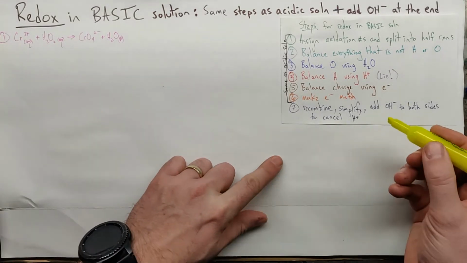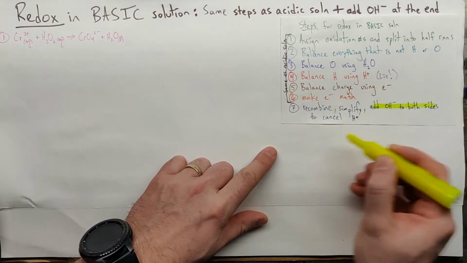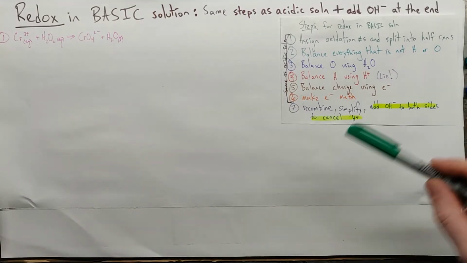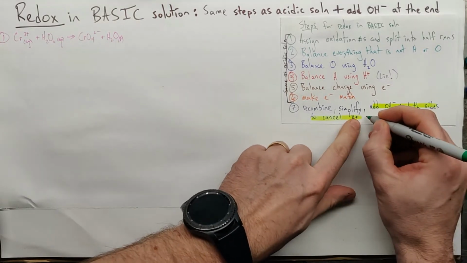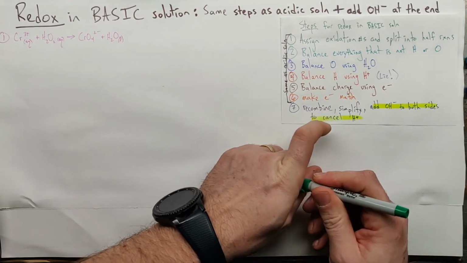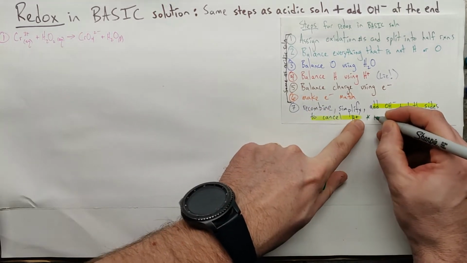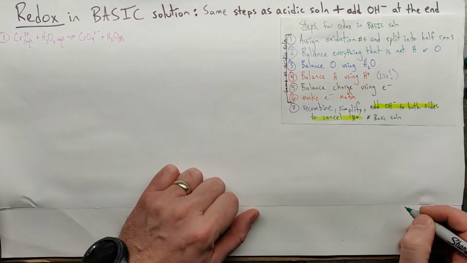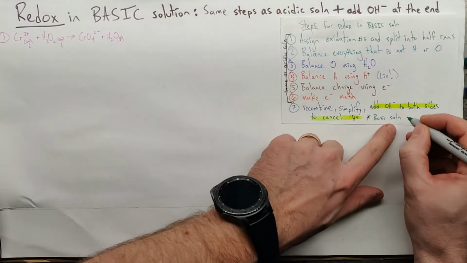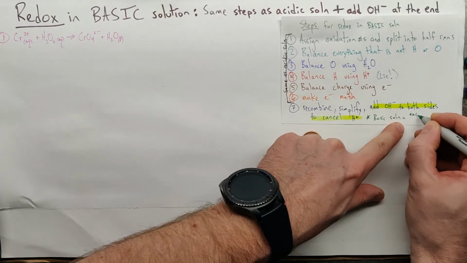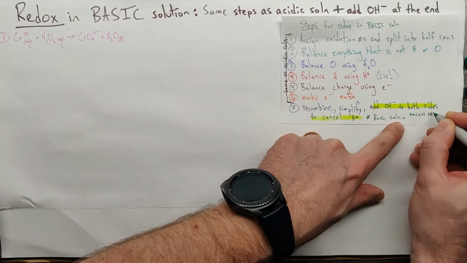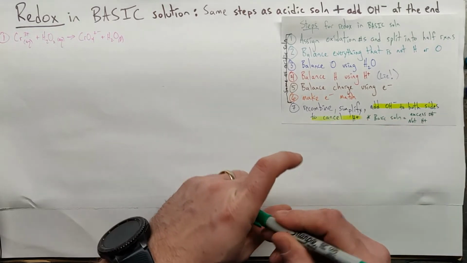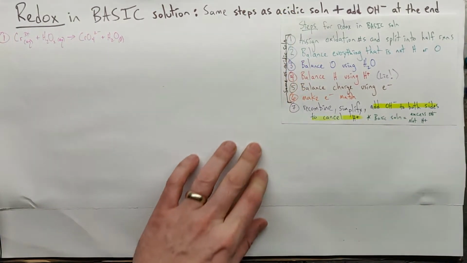That is the new step, right? Add OH- to both sides to cancel H+. So something we want to mention here, why H+, we have a basic solution, which means there's excess OH-, not H+. And as we know, H+ and OH- give you H2O.